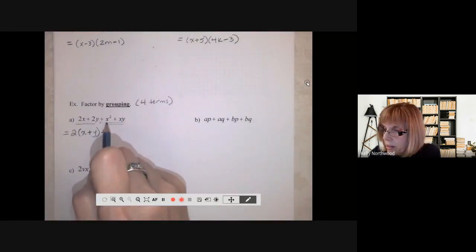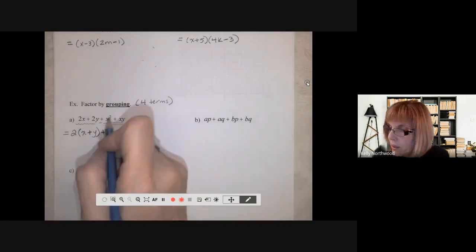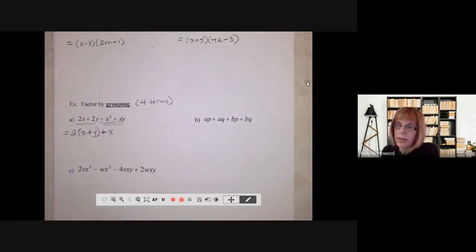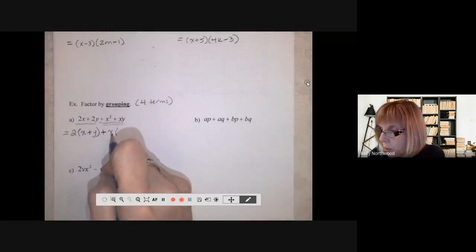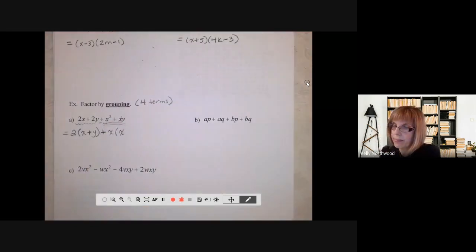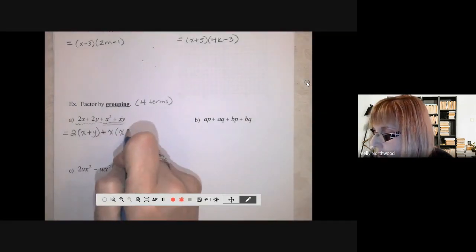And then you're looking for what's in common with the second two terms. So x squared and xy, what's the common factor? So 1's going to be the number, so I don't need to write that down. There's an x in both of these terms, and the smallest exponent on x is a 1. So x is the common factor of the second two terms. And then you say to yourself, what do I multiply x by to get x squared? X. And what do I multiply x by to get xy? Positive y.